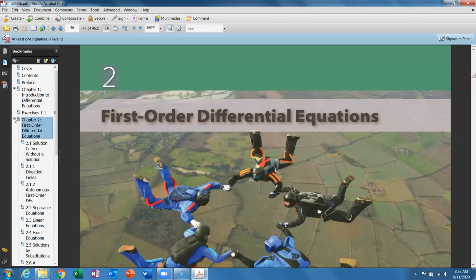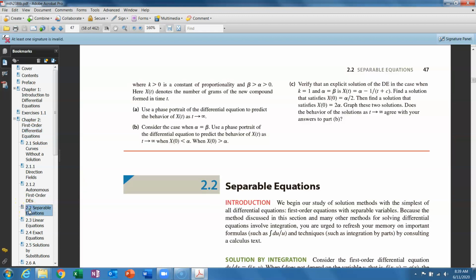All right, here we go. And we're in 2.2, separable equations. All right, there's where we are in the book. And let me scroll down to the right page here.